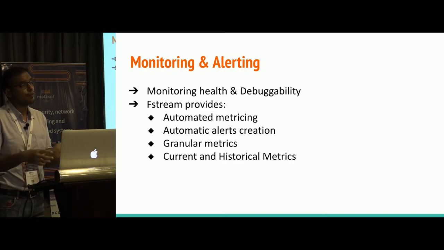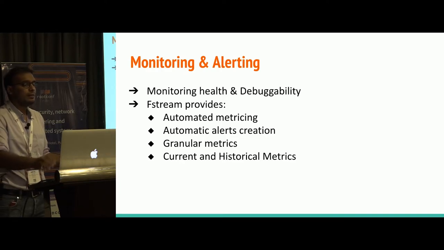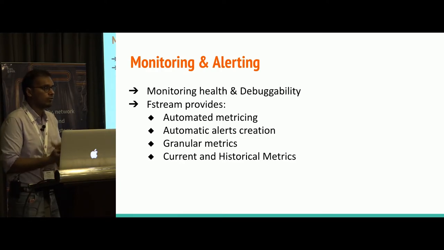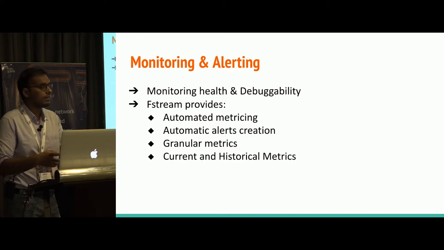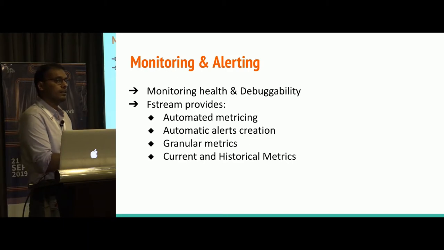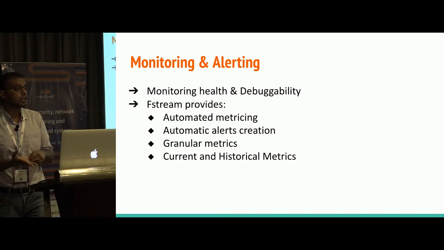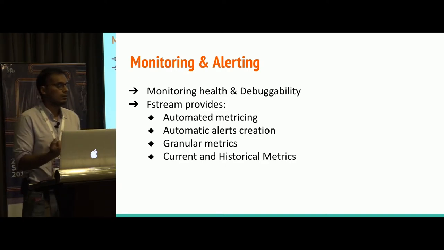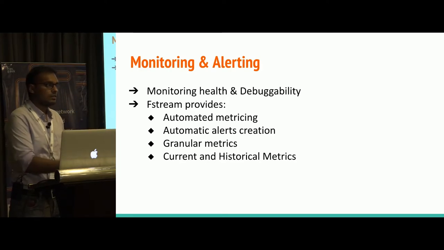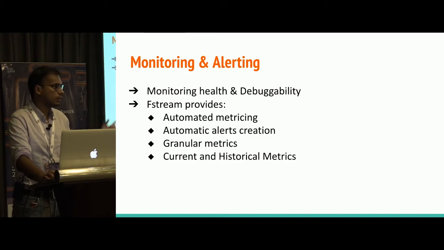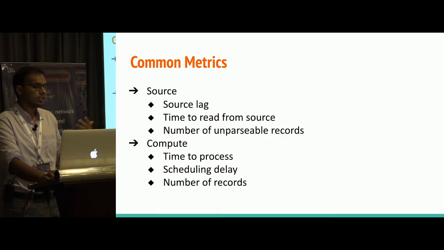Is the latency of processing high, right? So all these metrics are much more granular than what is provided by, say, Spark or Flink, and that is what we built automatically into the platform. So a user who's writing a stream job does not worry about creating the metrics that are required for him to monitor. All that is done internally by the platform and made available to a dashboard like Grafana, where it could be measured, right?